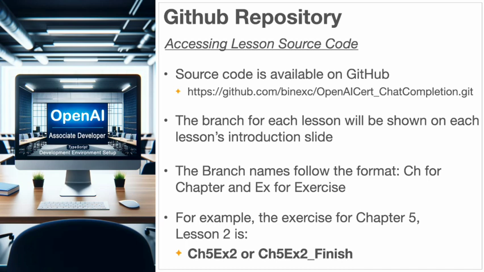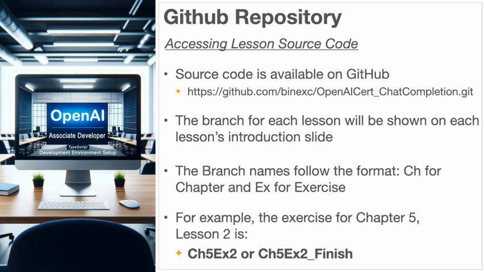These branches follow a simple naming format, CH for chapter and EX for exercise. For example, the branch for Chapter 5, Lesson 2 is named ch5ex2, which represents the starting base code. Additionally, each branch has a corresponding completed version, which follows the same name, but with an underscore, finished, added to the name. This branch contains the completed source code for that lesson. For example, the branch for Chapter 5, Lesson 2, with the completed project is named ch5ex2_finished. Feel free to pull down and use the source code as needed.